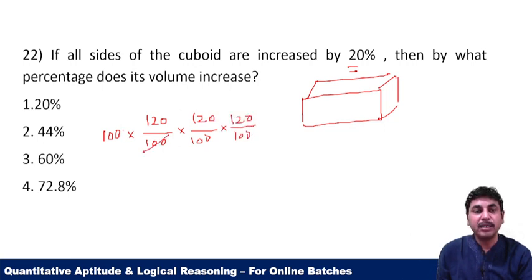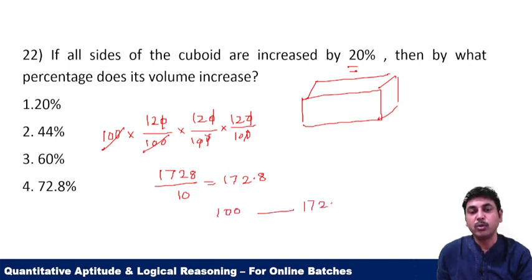Now, simplify this. 100 will get cancelled. These zeros will get cancelled with this. This will cancel with this. So effectively you get 12 cubed. 12 cubed is 1728 divided by 10. So that is 172.8. Initially your volume was 100. Now it is 172.8. So there is a 72.8% increase in volume. So that is option number 4.